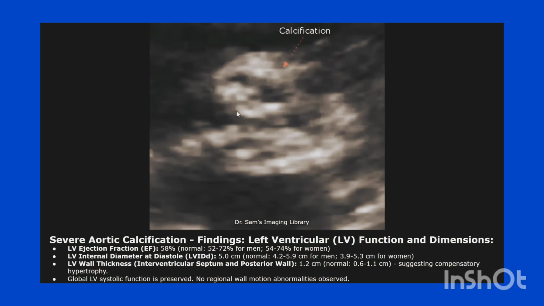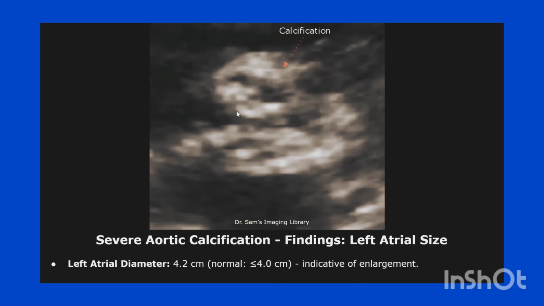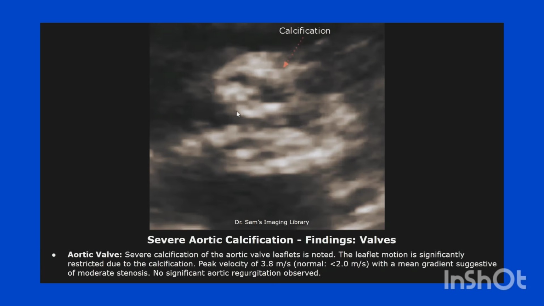Global LV systolic function is preserved. No regional wall motion abnormalities observed. The left atrial diameter is 4.2 centimeters, indicative of enlargement. In the aortic valve, severe calcification of the aortic valve leaflets is noted. The leaflet motion is significantly restricted due to the calcification.